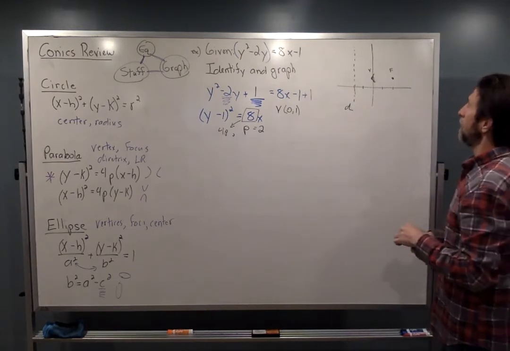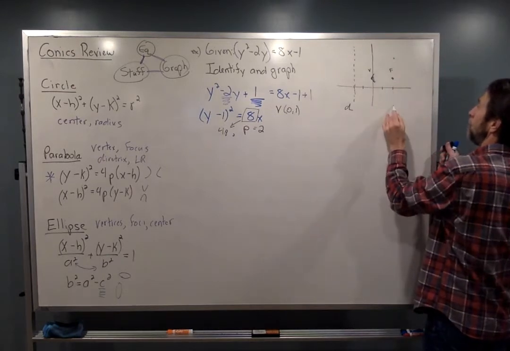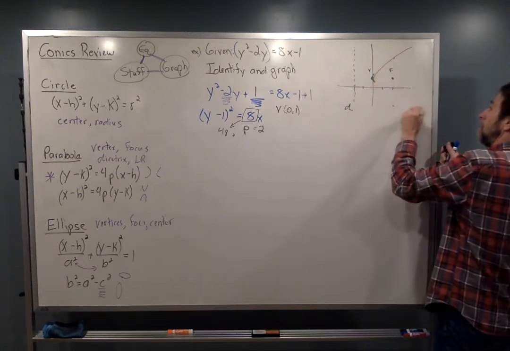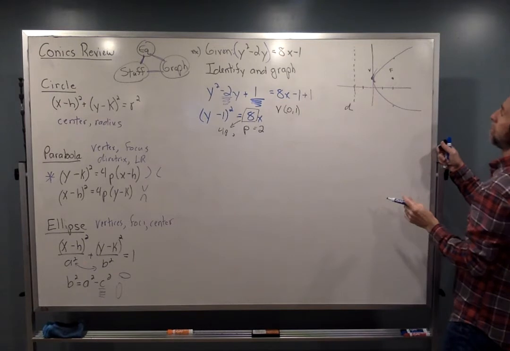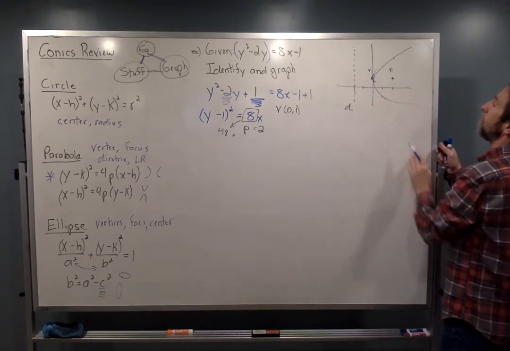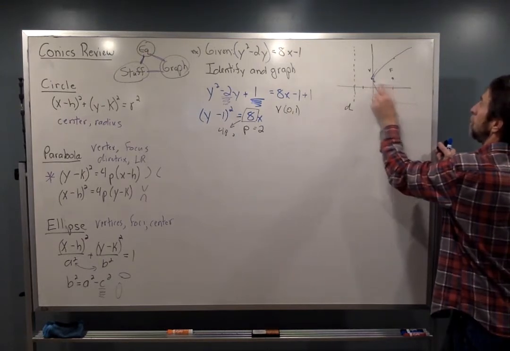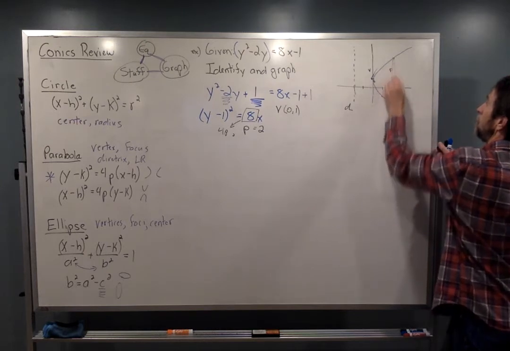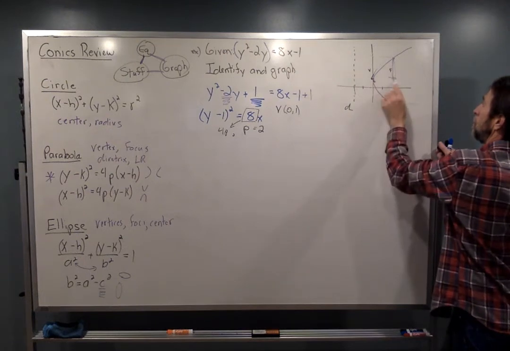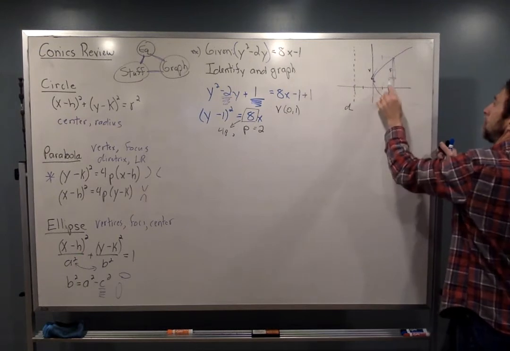Now, as far as graphing it, I could find more points. In other words, I could find these 2 points, and we get a nice feel for what this parabola might look like. There we go. Now, there's one other thing about this. Since this is 2, this is also going to be 2, and this is also 2. So each of these is going to be 2 units.